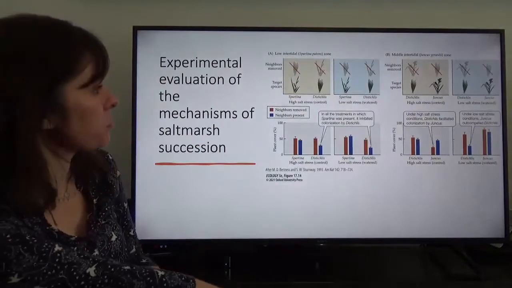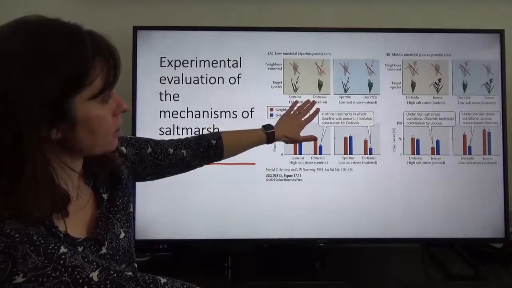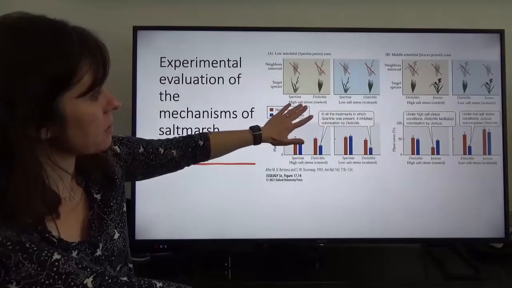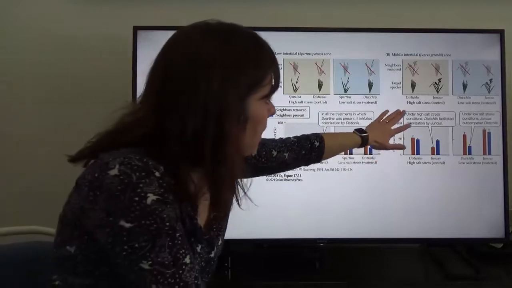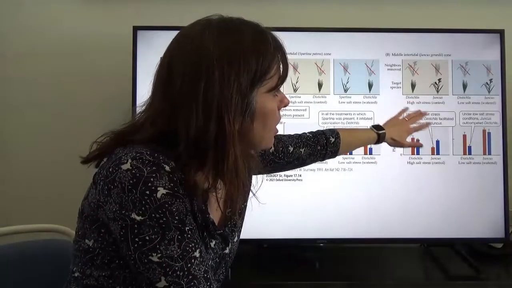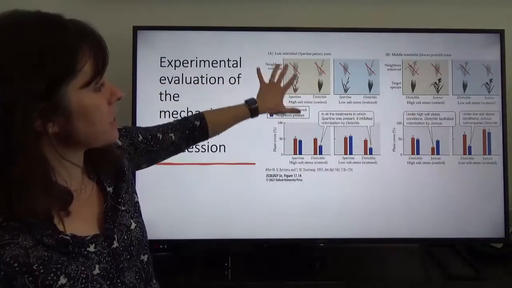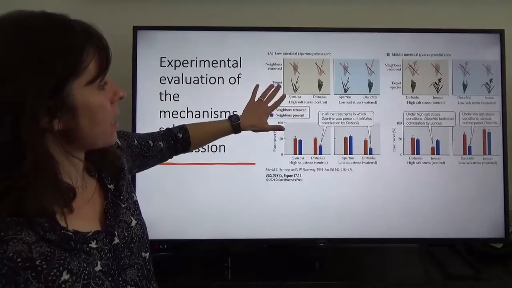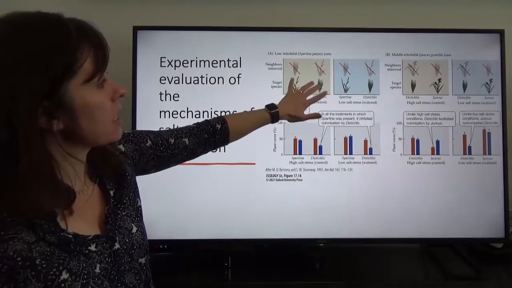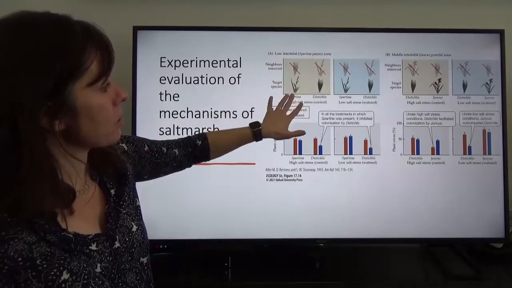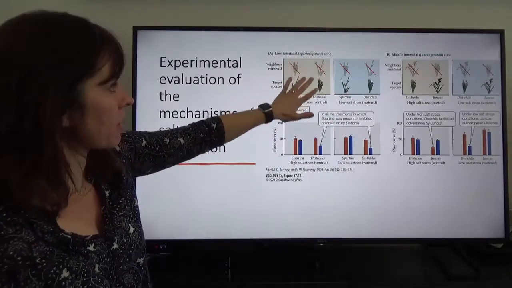So they did this really cool experiment where they looked at patches. They looked at patches where you have Spartina and Distichlis. So this is in the low intertidal zone. And they looked at places where you have Juncus and Distichlis in the middle intertidal zone. And they did this experiment where they looked at the target species. So the target was either Spartina or Distichlis. They removed its neighbors. So in the case of Distichlis being the target, they removed all of the Spartina from around it.